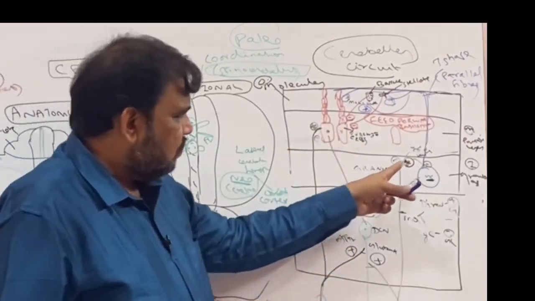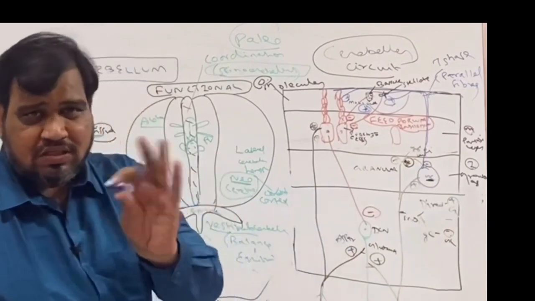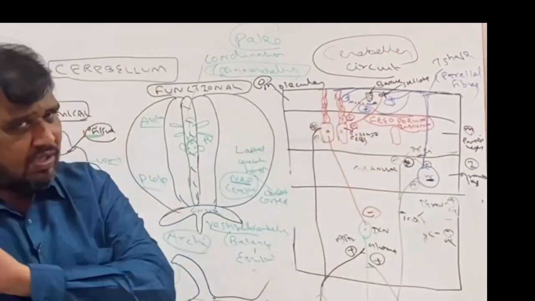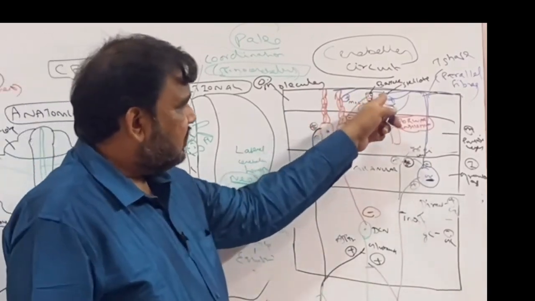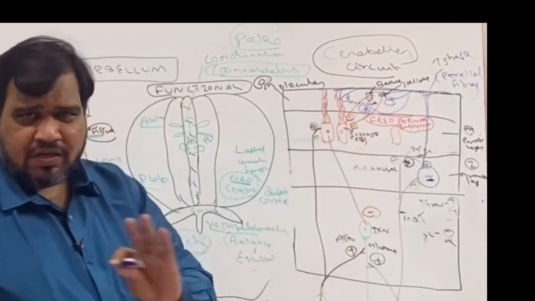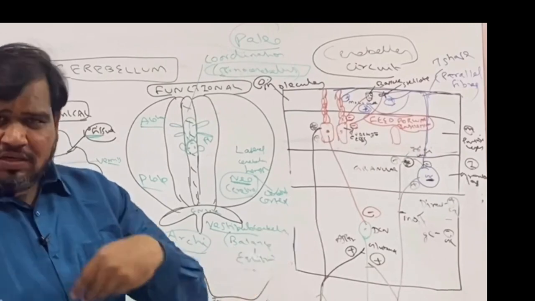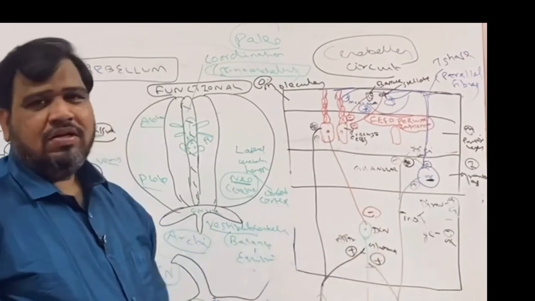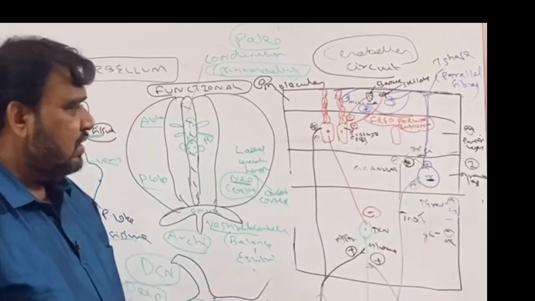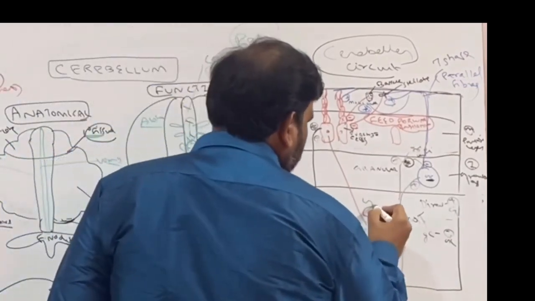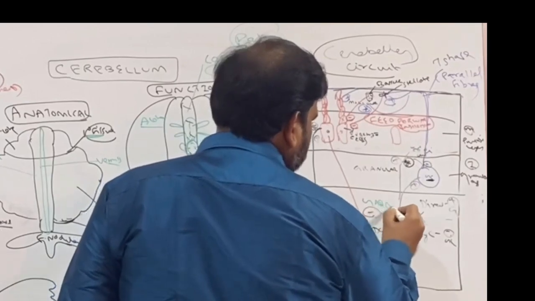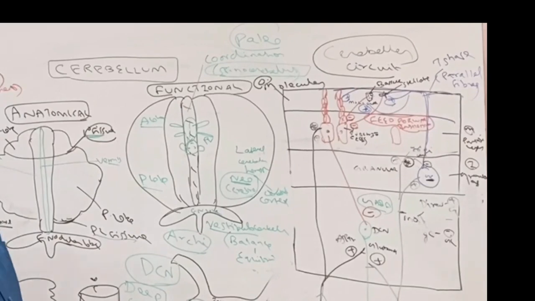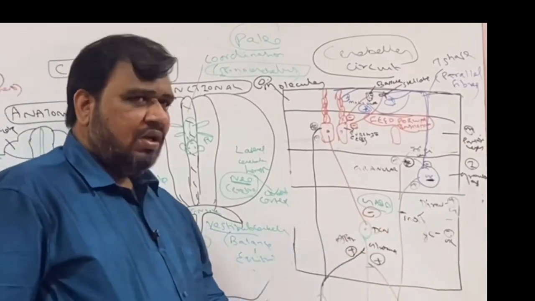See other cells. What does Golgi cell do? It inhibits the granule cell. It is not excitatory. What does basket cell do? Basket cells inhibit Purkinje. It is not excitatory. What does stellate do? Stellate inhibits Purkinje. It is not excitatory. Next, one more cell left, Purkinje. What does Purkinje cell do? It inhibits deep cerebellar nuclei. It is not excitatory. Wherever inhibition comes, mostly the neurotransmitter is GABA. GABA is an inhibitory neurotransmitter. And the output of deep cerebellar nuclei is excitatory.